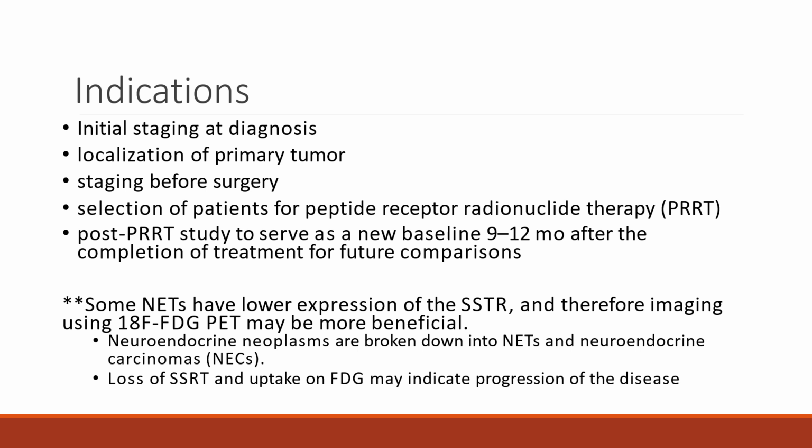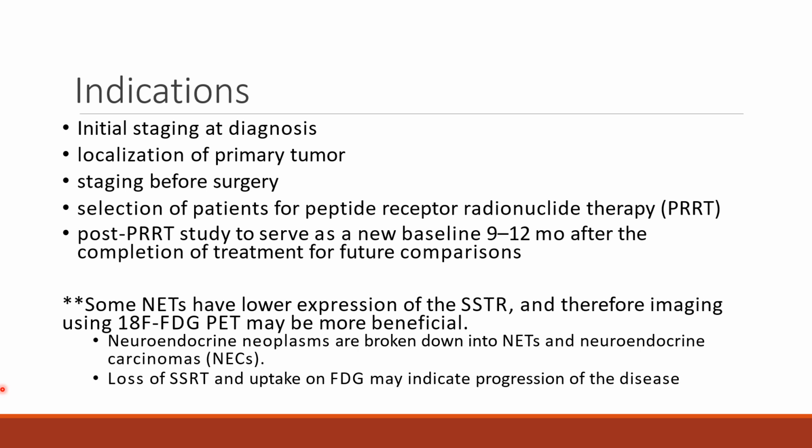So, indications for all the DOTATATE, DOTATOC and DOTANOC: this is initial staging at diagnosis, localization of a primary tumor, staging before surgery, selection of patients for peptide receptor therapy, that's Lutathera. And then also it serves as a baseline and a follow-up after their therapy. Some neuroendocrine tumors have lower expression of somatostatin receptors, and therefore imaging using F18-FDG may be more beneficial.